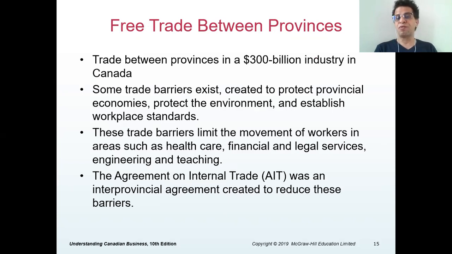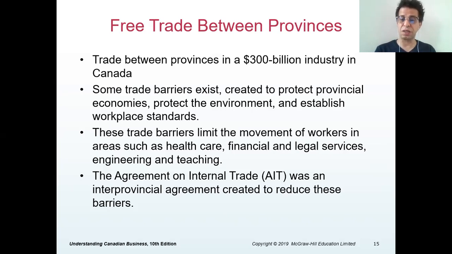Now we come to free trade between provinces. We know about NAFTA and the free trade between Canada, the USA, and Mexico and probably Chile, but there is also free trade between the provinces. The trade between the provinces is a $300 billion industry in Canada, by the way, which is huge.